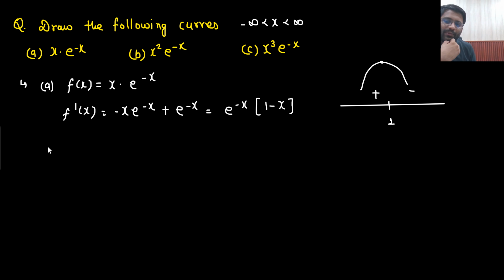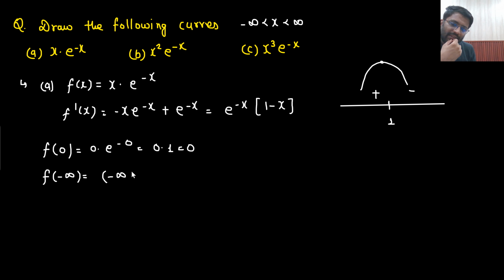So let me know the value at x equals 0. What will be the value? F of 0. Put 0 here into e to the power minus 0. What is e to the power minus 0? That is 1. That is 0 only. What will be the value at minus infinity? So minus infinity into e to the power infinity, that will be minus infinity into infinity, equals minus infinity. So it will be starting from minus infinity, going till 0, and after that let's see how the graph would go.